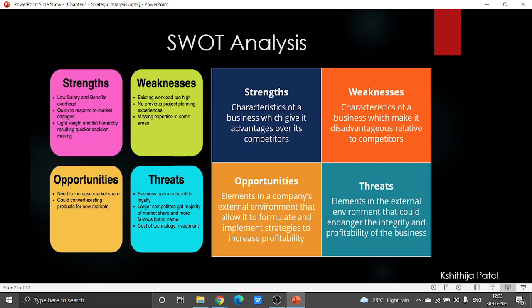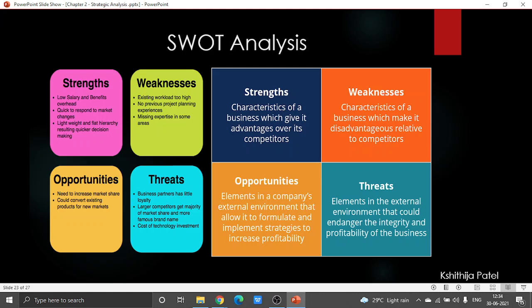The particular business might be very new to the business, and because of that there might not be any previous planning, or the organization might not have experience. Now, due to a lot of constraints, there are chances that sometimes the organization might be missing expertise in some of the areas. Now, these are some of the weaknesses which a business organization normally faces.